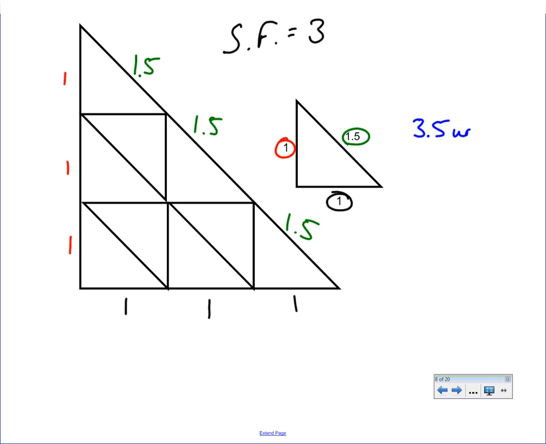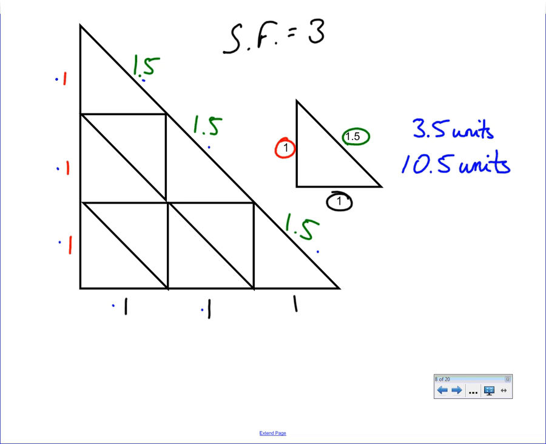So the original perimeter of my little triangle is 1, 2, 3.5 units, whatever that is. Okay? Well, let's find out what this one is. We've got 1, 2, 3, 4, 5, 6, 7.5, 9, 10.5. Is that 3 times bigger than the 3.5? Multiply that out. Yes, it is. It is 3 times bigger.